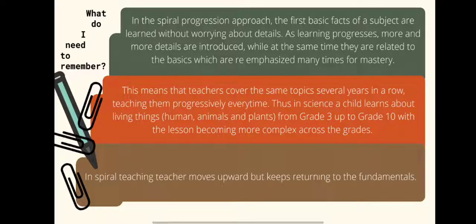This means that teachers cover the same topics several years in a row, teaching them progressively every time. Thus, in science, a child learns about the living things, particularly human, animals, and plants from grade 3 up to grade 10, with the lesson becoming more complex across the grades. In spiral teaching, teachers move upward but keep returning to the fundamentals or the basic concepts.